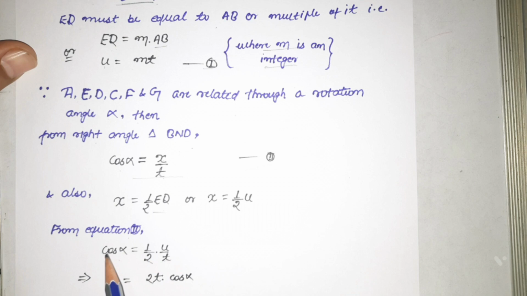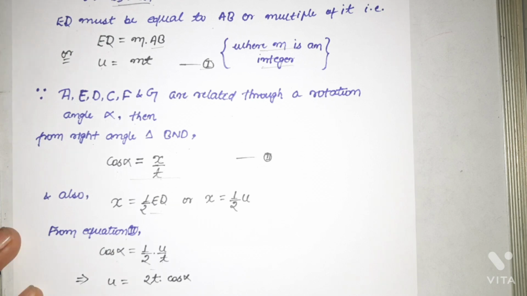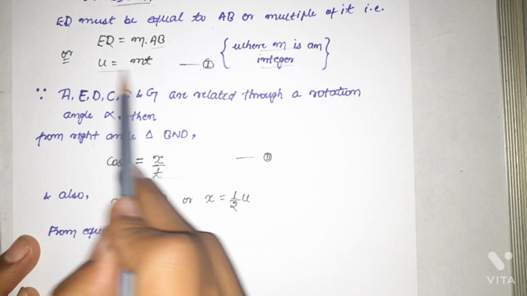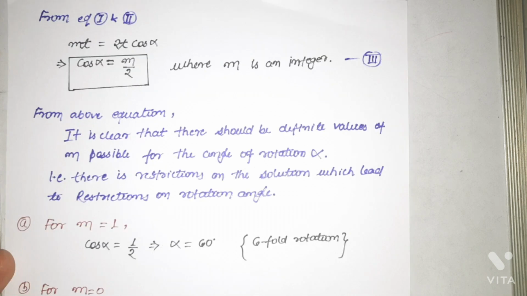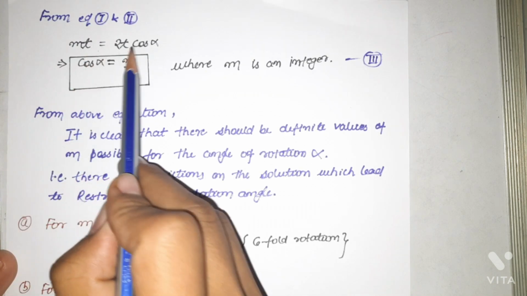Okay, so x is half u and t is as it is. So putting the value of x, we will get cos alpha is equal to u upon 2t. Now from here u will equal 2t cos alpha. Now here you can say u is equal to mt, and here you are getting u is equal to 2t cos alpha. Now if you combine both these equations, what you will get? You will get mt is equal to 2t cos alpha.